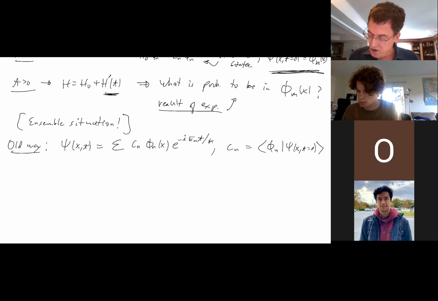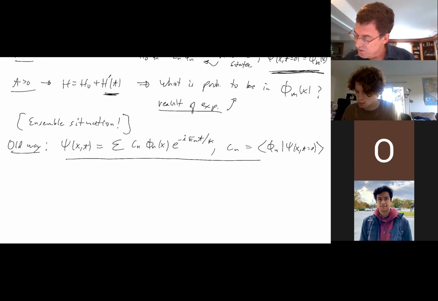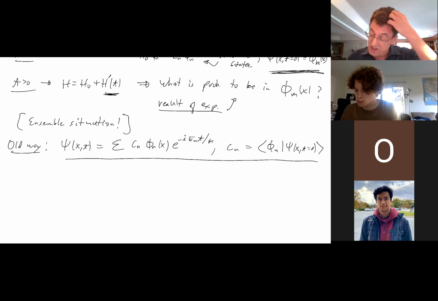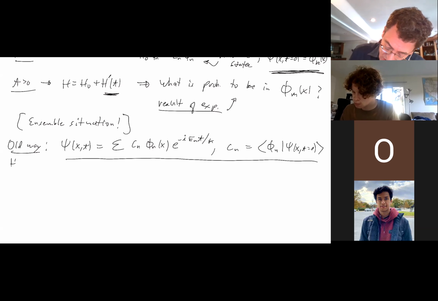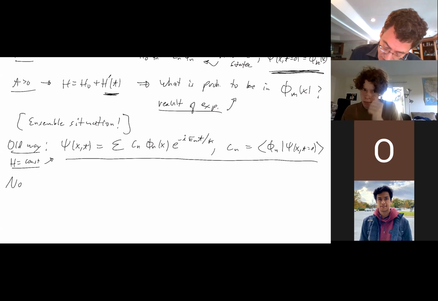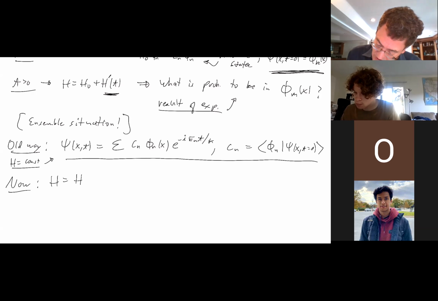Okay, this is the old way that you remember from last semester. So this is how you would talk about the time dependence of the wave function. But that's for H equal to a constant. But now we have H equal to a function. You know, there's a time dependence here.